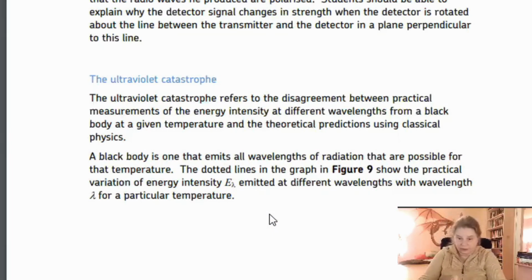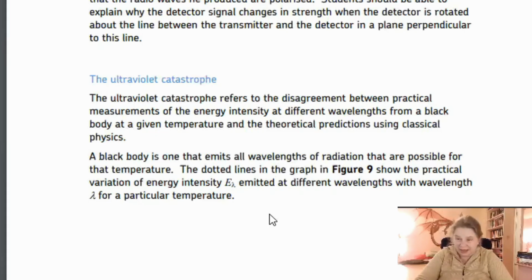So the ultraviolet catastrophe, you can read, refers to a disagreement between practical measurements of the energy intensity emitted from what's called a black body. Now, a black body isn't necessarily black, but it emits all wavelengths. It absorbs all wavelengths as well. The fact that it absorbs all wavelengths makes the name make sense, because anything that's black will absorb all the different light waves that land on it.